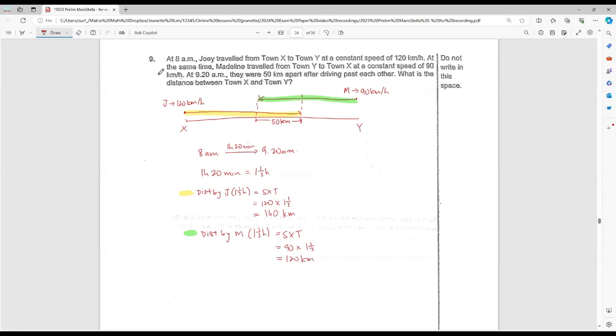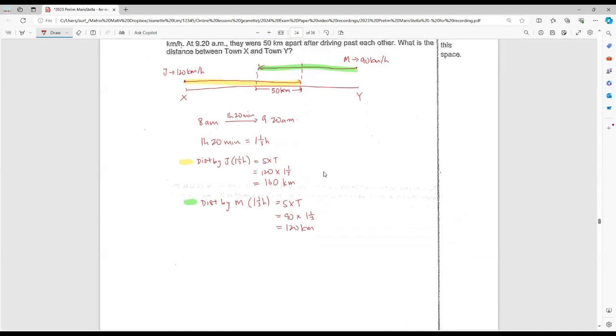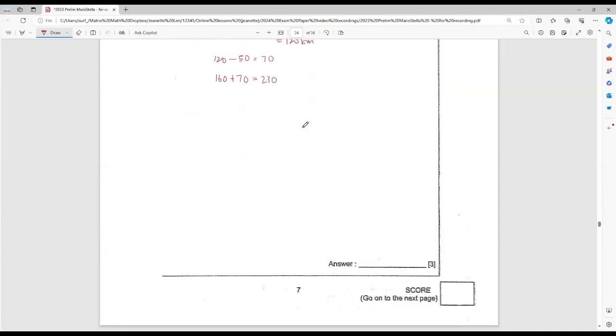Now, the distance between X and Y is not the sum of 160 and 120 because there's actually an overlapping part. So what we need to do is to take the yellow one, 160, and then we add this part. How much is this? This is 120 minus 50, which is 70. So the total distance will be the yellow one plus 70. Yellow one is 160. Then you add 70. Okay, so this is the total distance between town X and town Y. Units km.